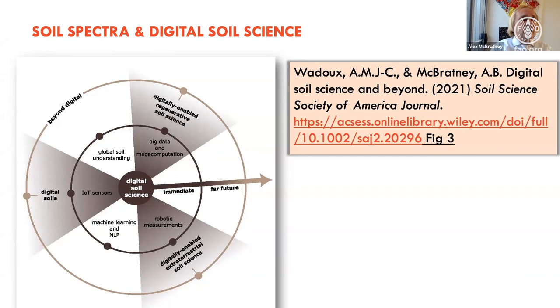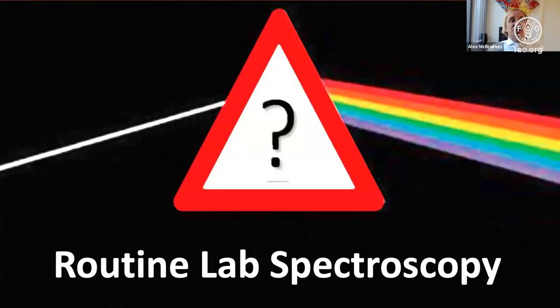As part of that, on the bottom left here, we have things like Internet of Things sensors, machine learning, robotic measurements. We think that spectroscopy is the best tool to drive the generation of information through Internet of Things sensors and robotic measurements in order to drive this new digitally enabled soil science. So spectroscopy is very important for the future of soil science and digital soil science and digital soil management, in fact. Next slide, thank you. Let's just speculate a little bit about routine lab spectroscopy and where that's headed. Next slide.